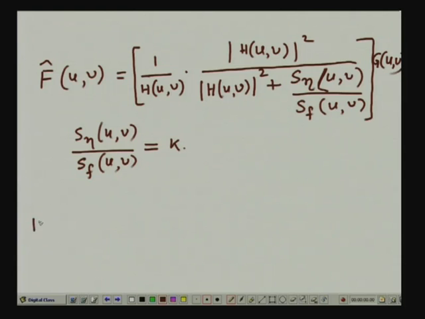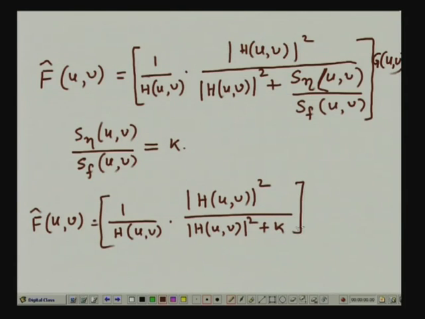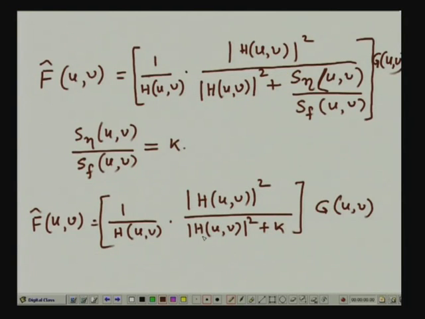So, if I do this, in that case the expression for f hat u v comes out to be 1 upon h u v into h u v square upon h u v square plus k into g u v. Here the term k is a constant which has to be adjusted manually for the optimum reconstruction, or for the reconstructed image which appears to be visually best. So, using this expression, let us see what kind of reconstructed image we get.